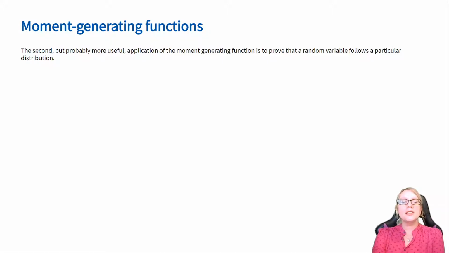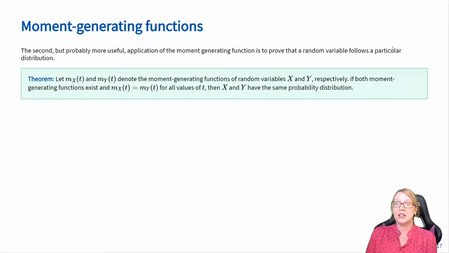So here is the probably more useful application of the moment generating function. We already know the expected value for most of our distributions. We already know the variance. We can use that variance to get the expected value of y squared. But here's why these are so very powerful. We can use moment generating functions to prove that a random variable follows a particular named distribution. Here's how we can prove that.